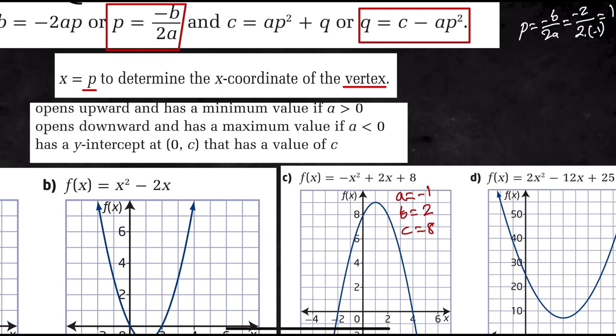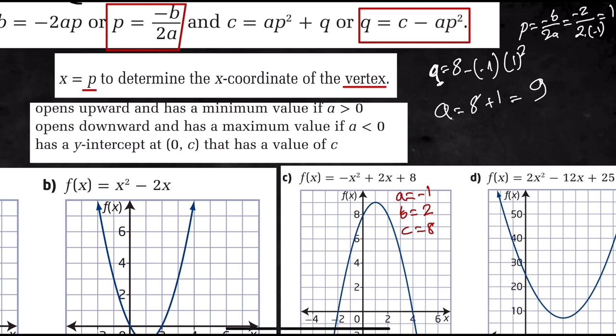Now let me find my Q. From this equation, your Q is C, which is 8, minus A, which is minus 1, times P squared. My P squared is 1 squared. Okay, this is my Q. So my Q is equal to 8 minus 1 times 1, which is 1, so it's plus 1. It is 9.